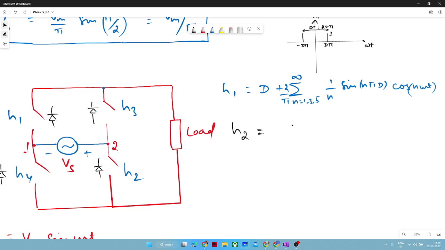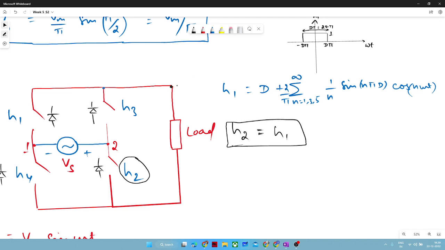This H2 switch will be the same, because whenever H1 conducts, H2 will also conduct, because these two switches are simultaneously in forward biased mode, right? So they will conduct simultaneously. So the H2 switching function will be similar to H1. So it is simplifying our life, right? We can use the same thing.